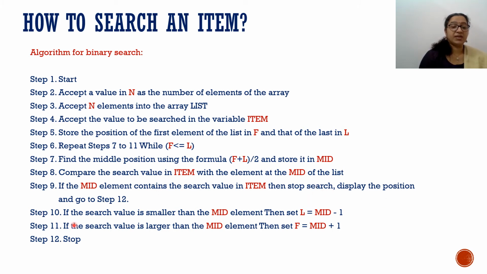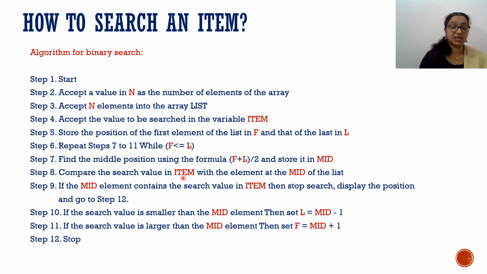Now in step 11, if the search value is larger than the middle element, then we can set first, f is equal to mid plus 1. That means we are avoiding the first half of that array. So for that f is equal to mid plus 1. After this, again we want to repeat the same process because f is less than or equal to L.